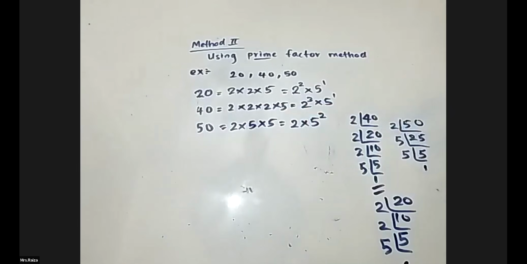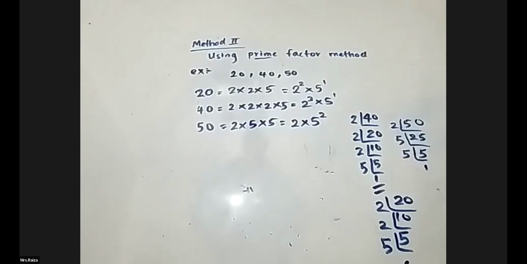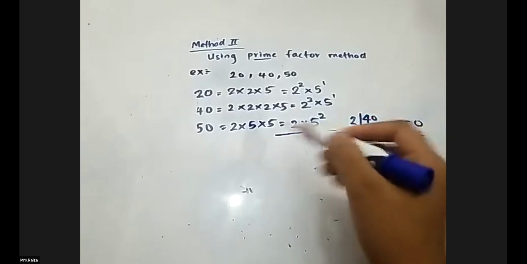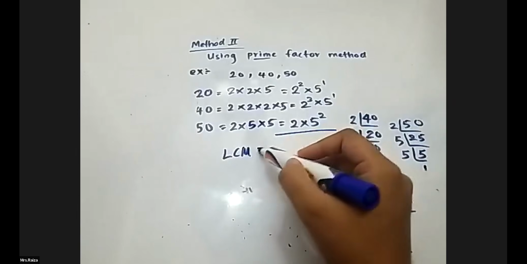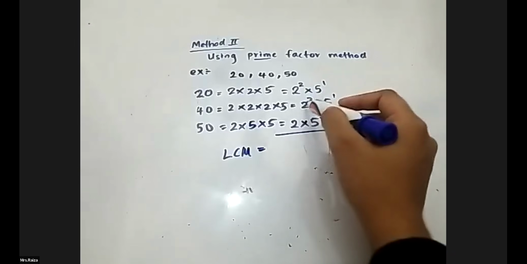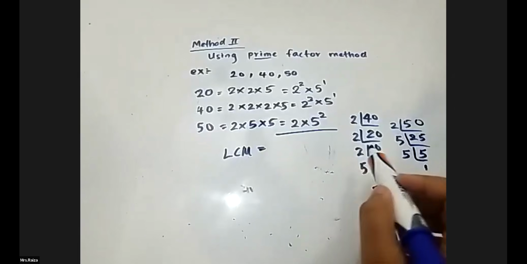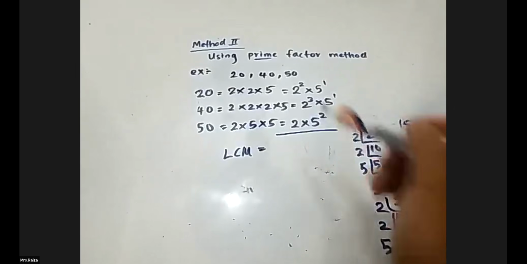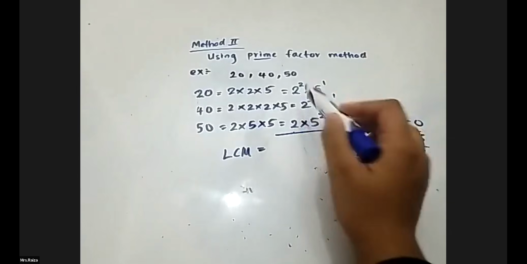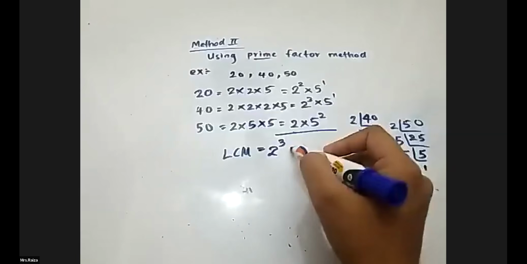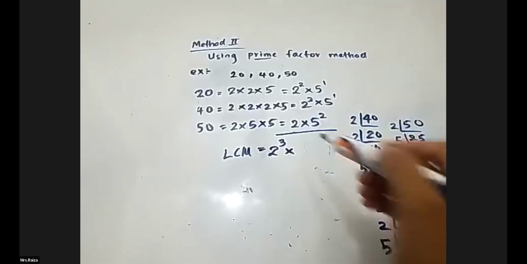Now, when you're using the prime factor method, you have to keep in your mind that you have to consider the number with the highest power. Look at the board. What is the highest power of 2 here? Can anyone tell me? Is it 2 to the power 1, 2 to the power 2, or 2 to the power 3? 2 to the power 3. Very good. What is the highest power of 5 here? 5 to the power 2. Very good.